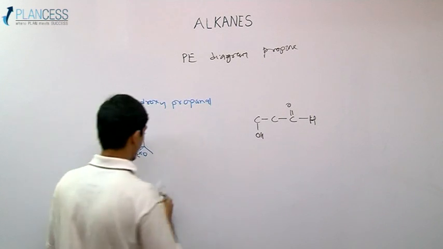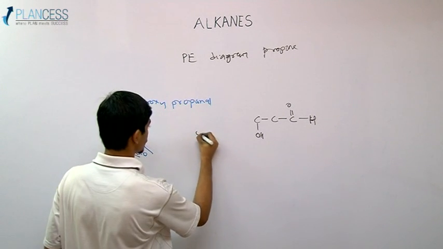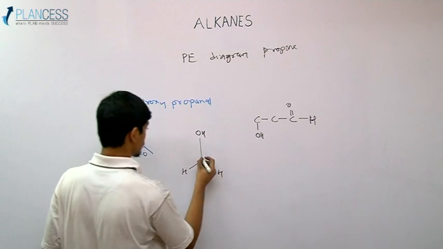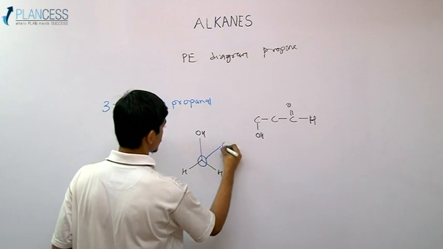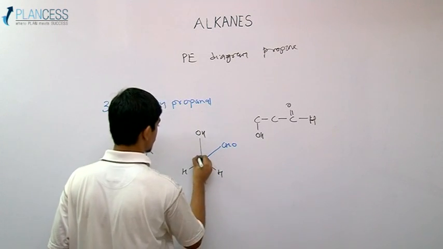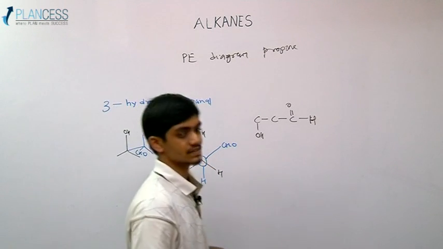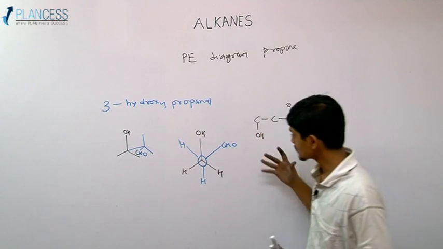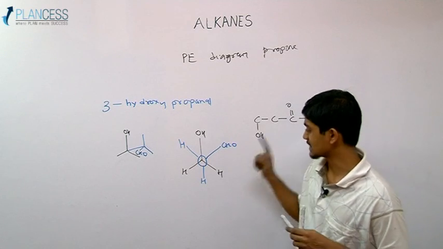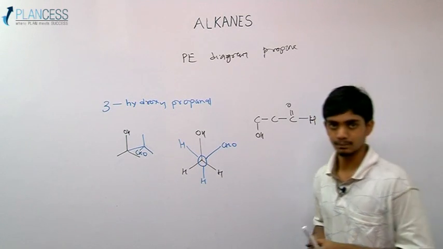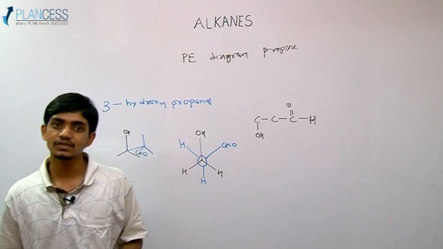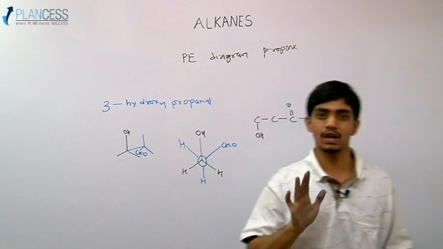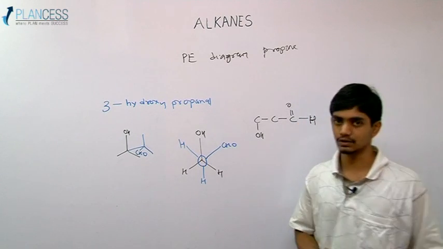Let us try to identify. For the black carbon, I will put one OH, H and H. And for the blue carbon, we have a CHO, H and H. Now what do you think is the most stable configuration of this Newman projection? Actually the most stable configuration should be when this CHO is anti to the alcohol group, because of the van der Waals repulsions. To reduce the torsional strain, we need to have a staggered configuration. Fine, we have a staggered configuration.